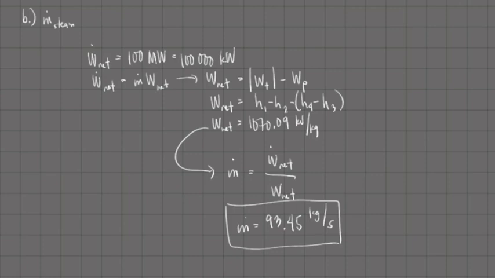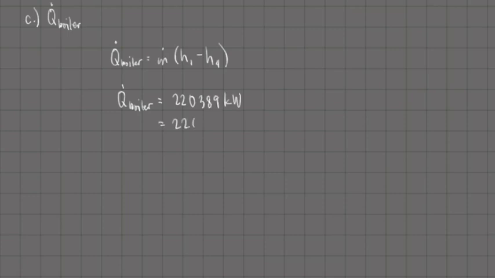Next, let us solve for the rate of heat transfer in the boiler. The rate of heat absorbed in the boiler is simply the mass flow rate of steam, our working fluid, multiplied by the enthalpy change, that is H1 minus H4. Substituting all of the given values, the heat transfer from the boiler is equal to 220,389 kilowatts, or just equal to 220 megawatts.